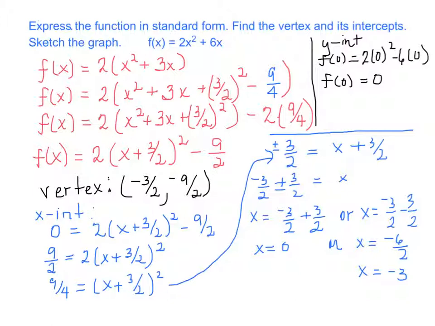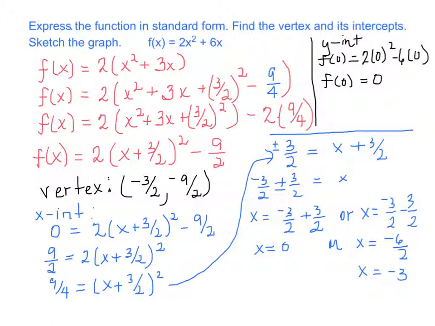To find the vertex, remember you did transformations back in a previous chapter or section. So inside the parenthesis, you're going to take the opposite sign. Outside the parenthesis, you follow the sign. So your vertex is going to be negative 3 over 2, comma, negative 9/2.